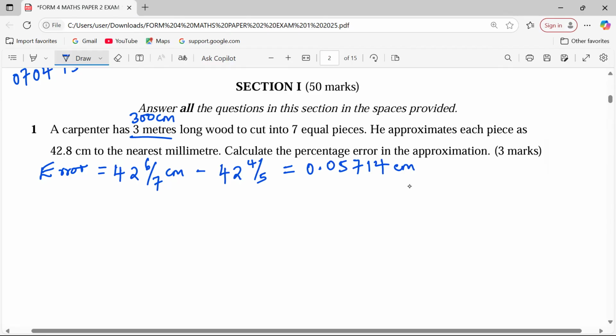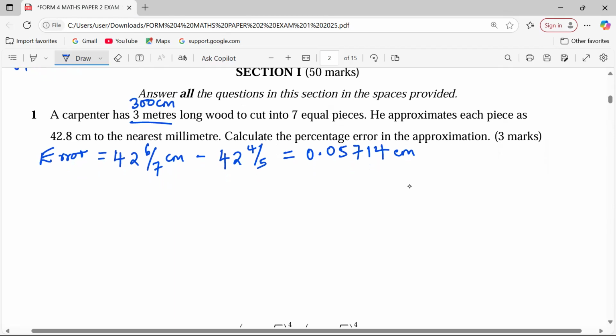So the error is the difference between the actual value and the approximated value. That is the simplest definition of an error. The difference between actual value and approximated value. And we have already seen the difference. So that is the error.